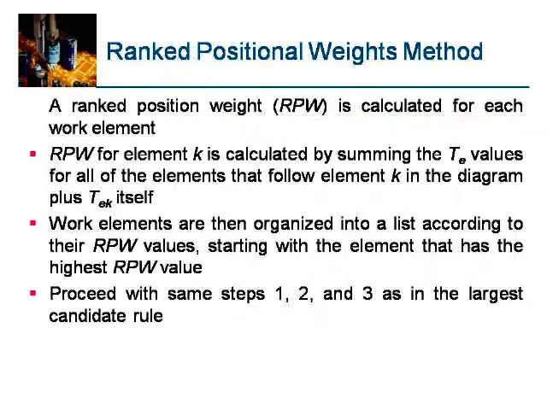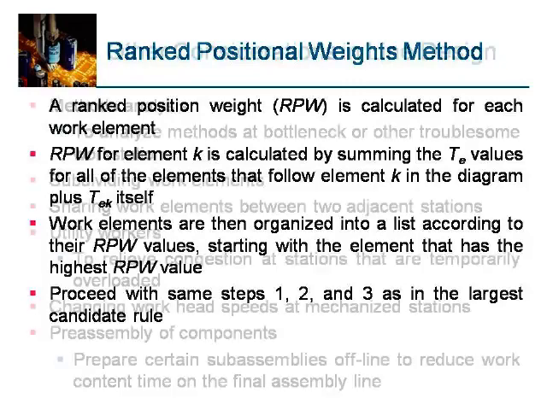And the other one is the ranked position weightage method. A ranked position weight is calculated for each work element. RPW for each element K is calculated by summing the TE values for all of the elements that follow element K in the diagram plus TE K itself. Work elements are then organized into a list according to their RPW values, starting with the element that has the highest RPW value. Proceed with the same steps 1, 2, 3 as in the largest candidate rule.